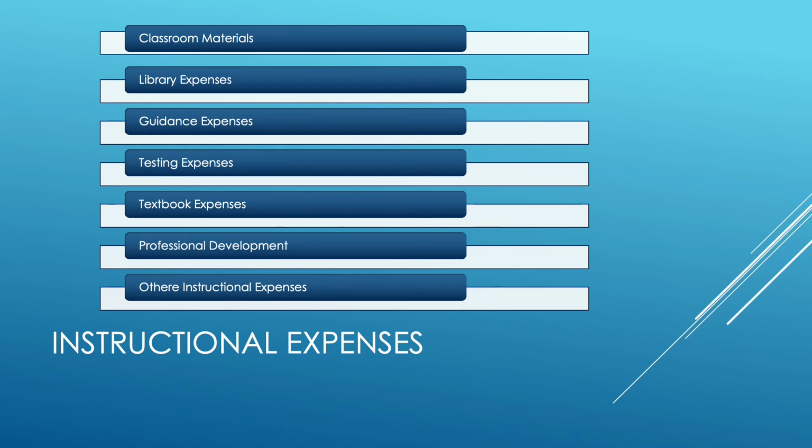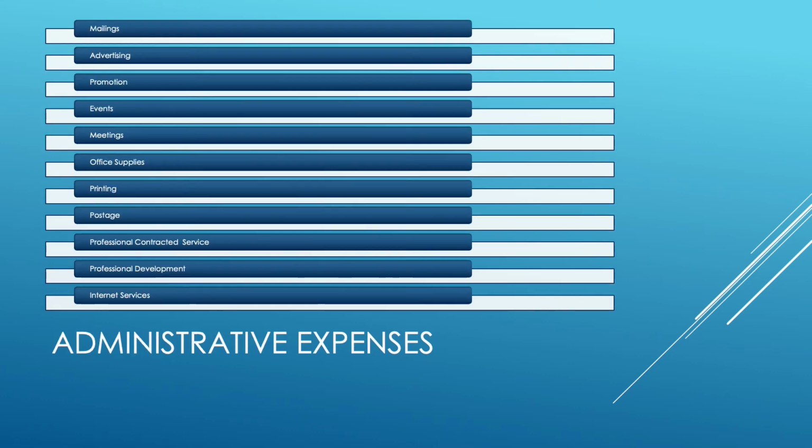Then you get to the instructional materials section, where you're talking about classroom materials, line items for library expenses, guidance expenses, testing expenses, textbook expenses, professional development, and other educational expenses. Again, this is just a brief summary. You might have a lot more in your particular school. High schools have a lot more because the instructional expenses are broken out by department. If you have an athletic department, that's another area that must be included in terms of expenses.